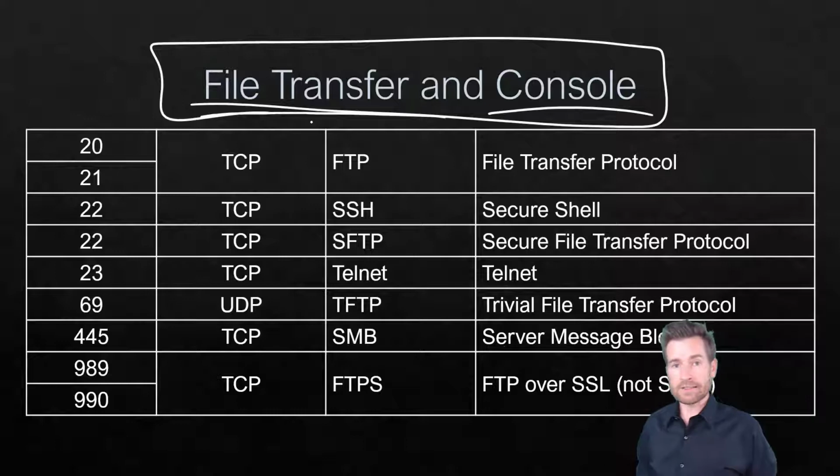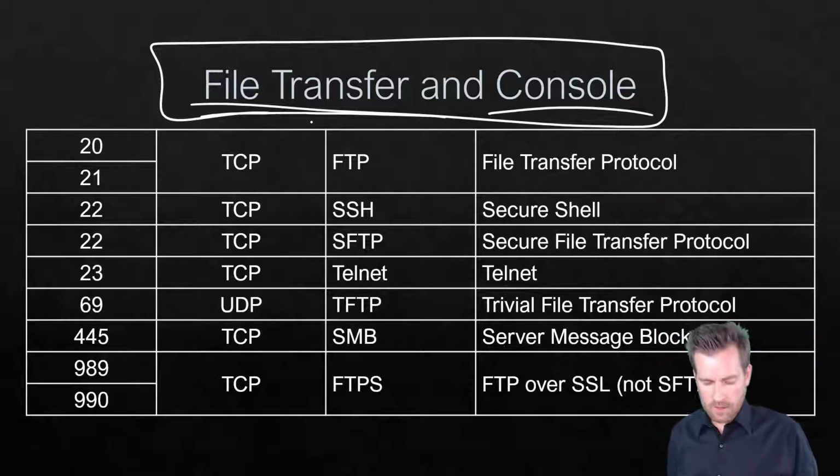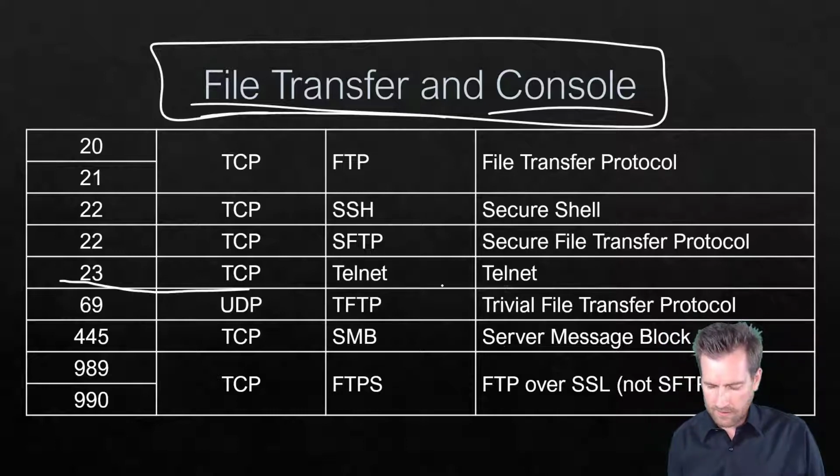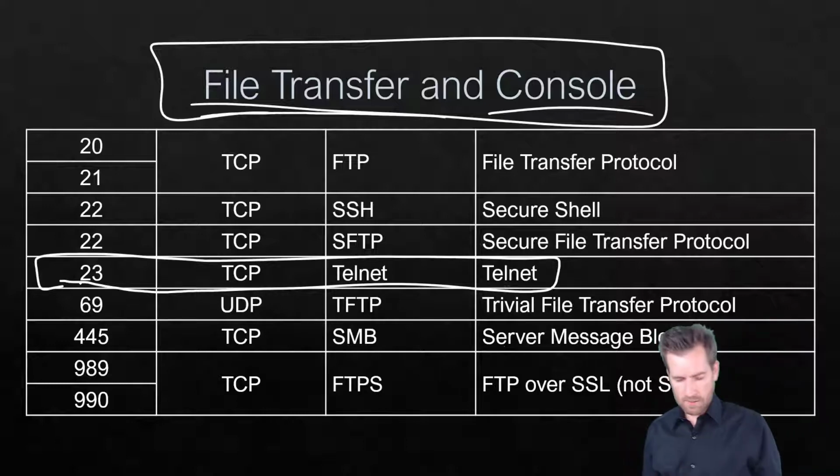So first of all, console: to remotely connect into equipment and issue commands into that equipment. Maybe you're configuring that equipment. So we want to get onto a piece of equipment, and there are a couple of ways of doing that. One is Telnet. Telnet uses port 23. It's TCP, so it's reliable, and you use it to connect into a device.